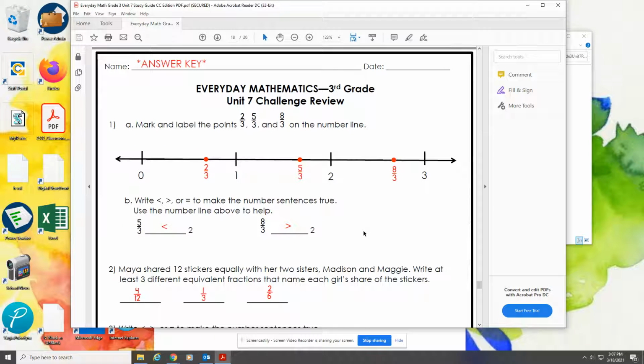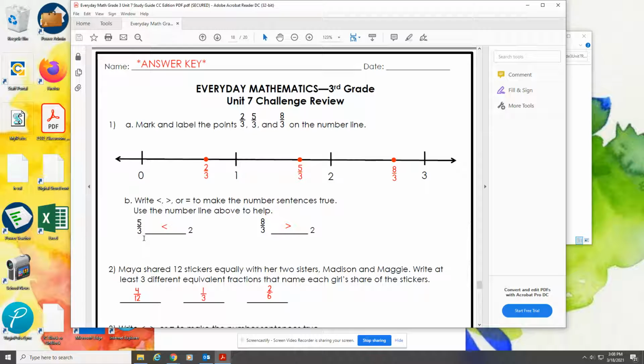Mark and label the points 2/3, 5/3, and 8/3 on the number line. Here is 2/3, and I can mark it. If I wanted to, I could put a tick mark here and a tick mark here for 3 equal parts. This is the second of the thirds. 5/3, and then 8/3 is here.